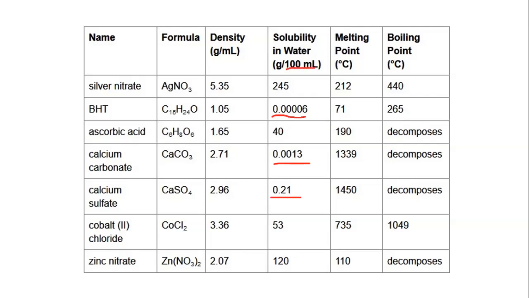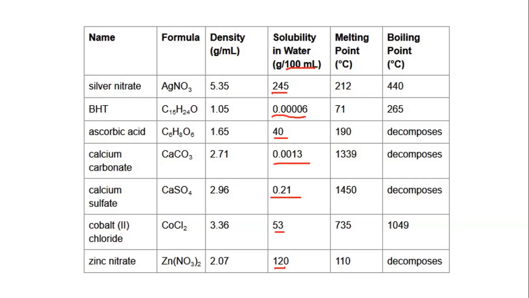We're going to talk about solubility in a little bit. Whereas things like zinc nitrate and silver nitrate have a very high solubility, so they're extremely soluble in water. And ascorbic acid and cobalt 2 chloride are soluble in water as well. So the way you interpret this column is for 200, you can dissolve up to 245 grams in 100 mils of water for silver nitrate. You can dissolve 40 grams of ascorbic acid in 100 milliliters of water, and it will dissolve.